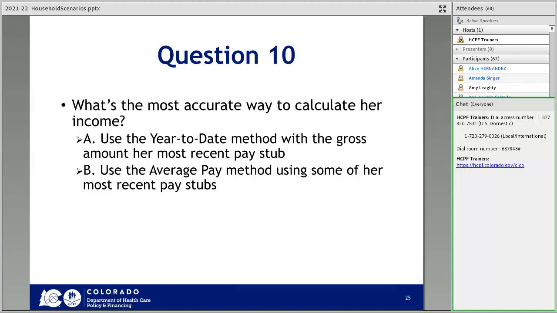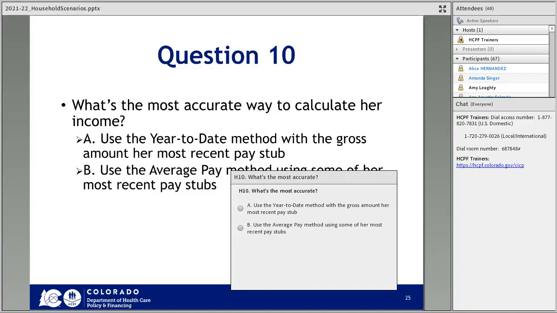So what's the most accurate way to calculate her income? Year-to-date with the gross amount on her most recent pay stub, or average pay method using some of her most recent pay stubs?